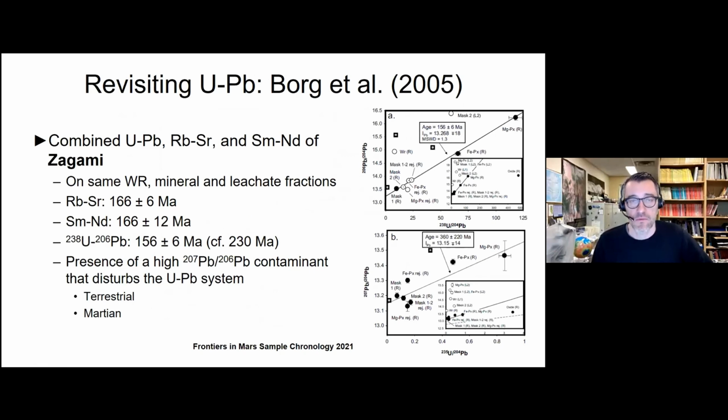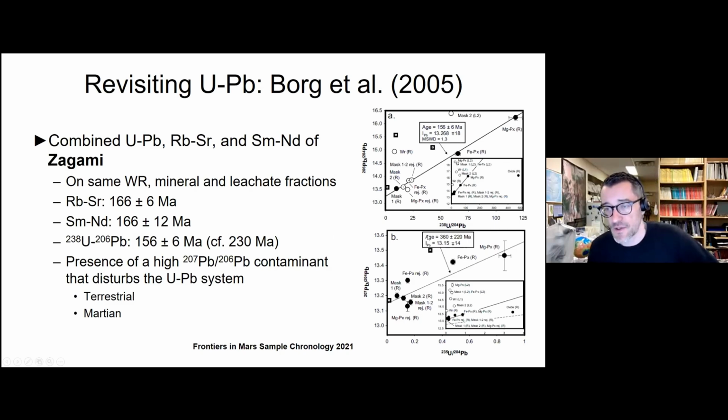And then revisiting uranium lead, Lars Borg and colleagues in 2005 published this paper where they again looked at Zagami and looked at the same whole rock, mineral and leachate fractions, and they did uranium lead, rubidium strontium, and samarium neodymium on those same fractions. And they got good concordance between rubidium strontium and samarium neodymium, as you can see here, and lead 238-206. For the uranium lead, they got 156 million years, and they compared that to the 230 million year age determination of Chen and Wasserburg.